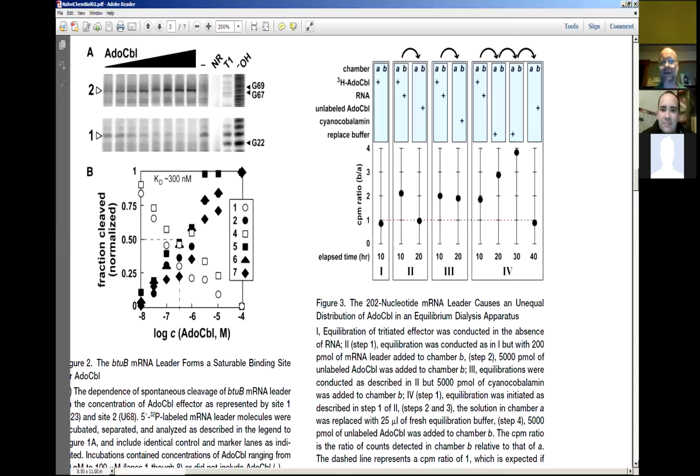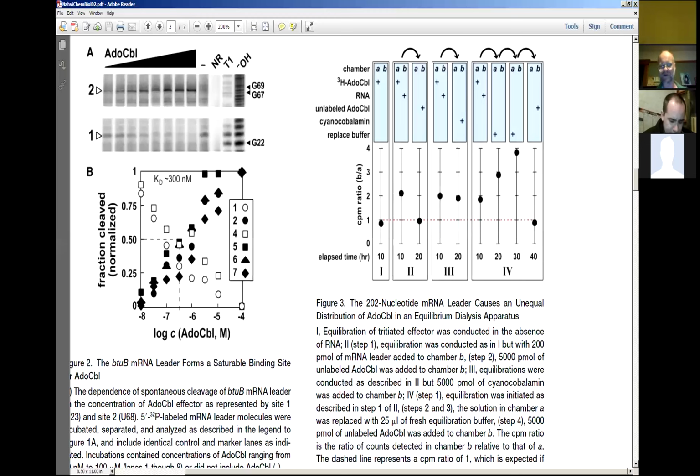Yeah, and presumably that tritium is constantly falling off of the small molecule anyway, right? So when they replace the buffer, they have to make sure to take the measurement fast enough, or the tritium is going to go back into chamber A from chamber B. Right? In the dark, supposedly. Yeah.